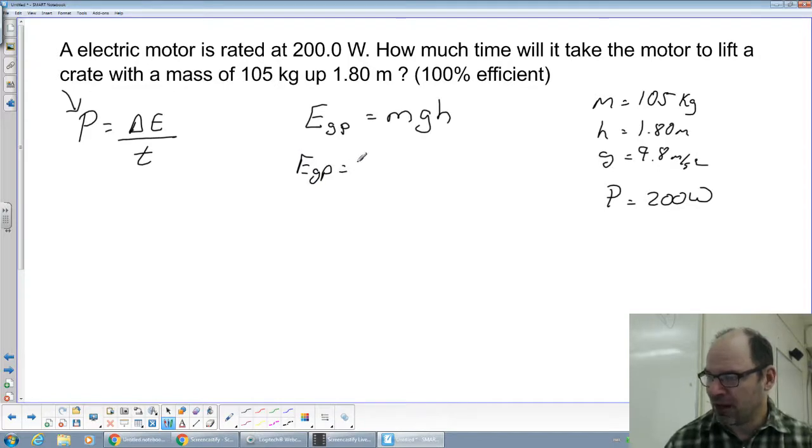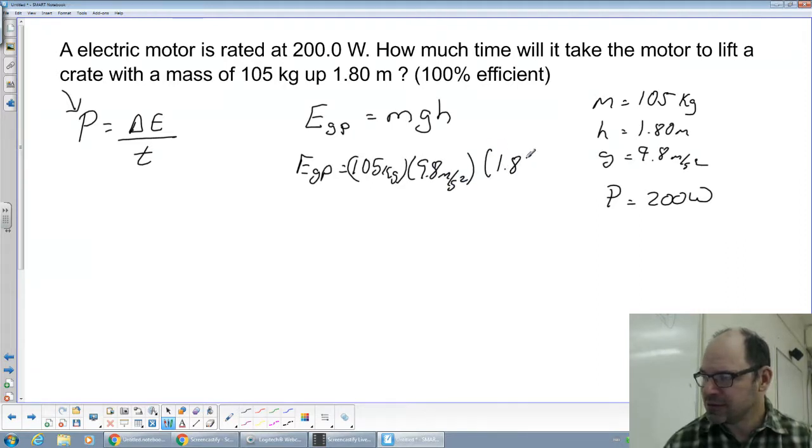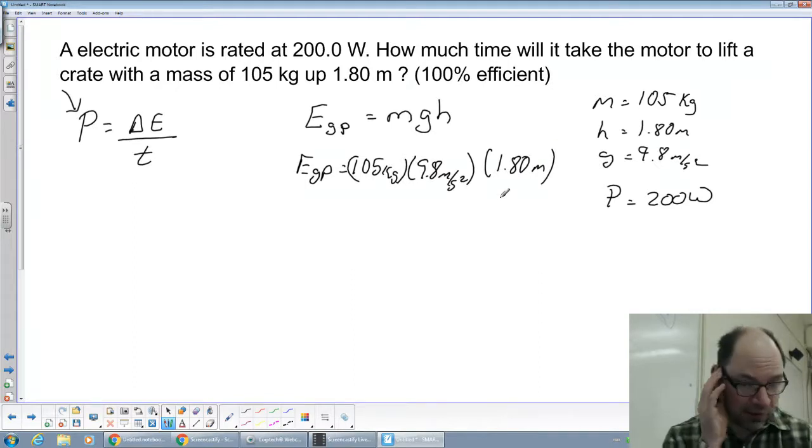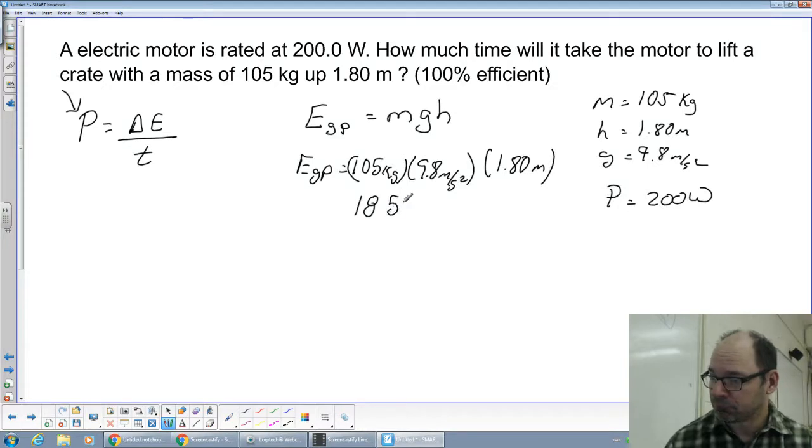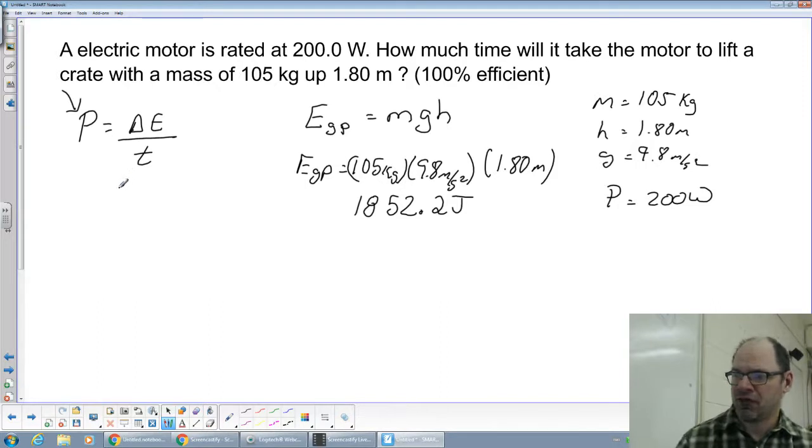So we've got our crate mass, the Earth's gravitational constant, and the height lifted. Okay, so we take our calculator and crunch those together. 105 times 9.8 times 1.80, and we get 1,852.2 joules.